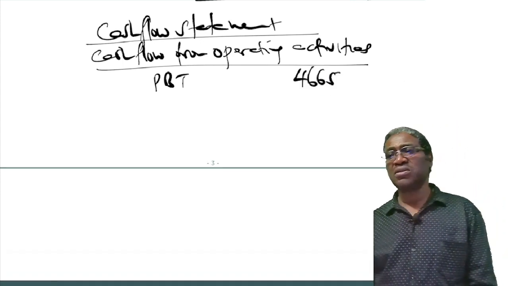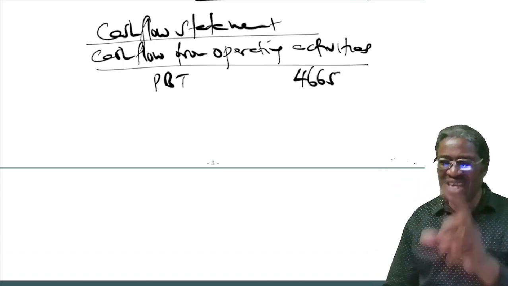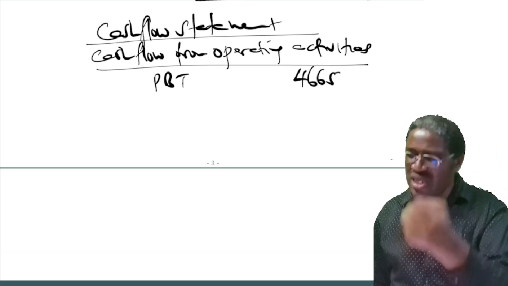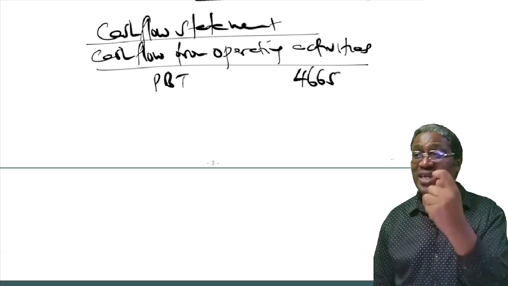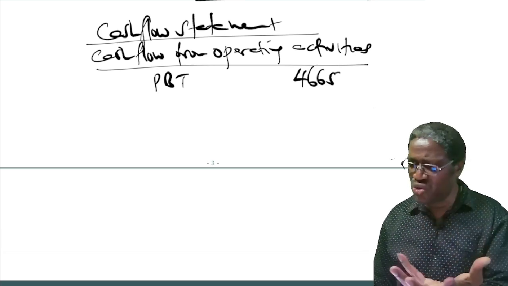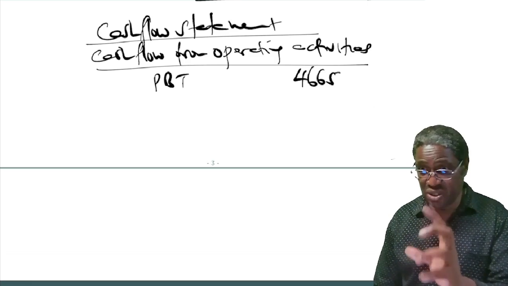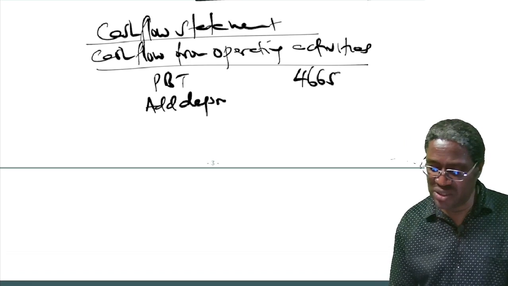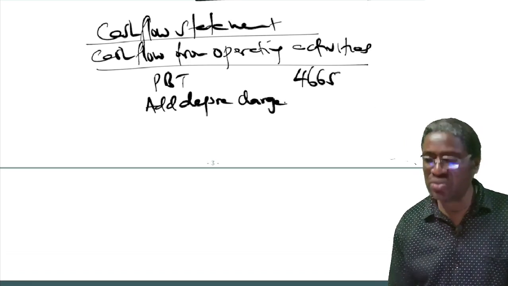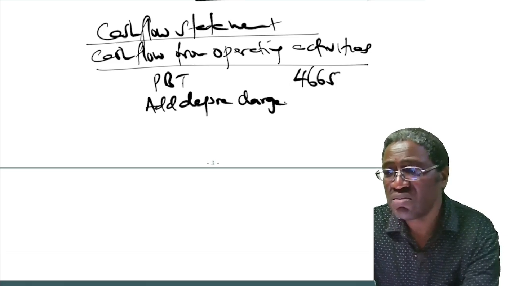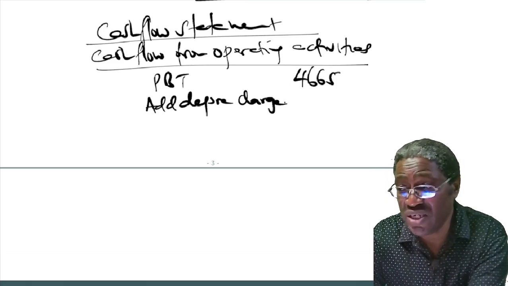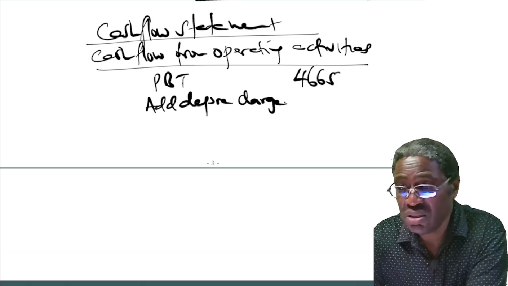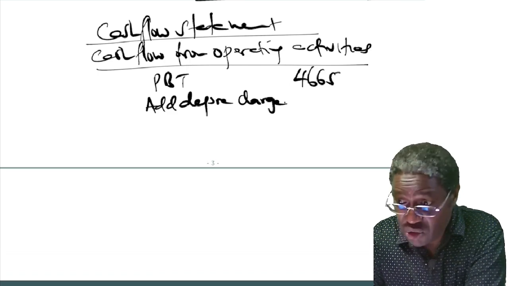Then I said we normally adjust it with any non-cash item. Anything, listen, anything that went to the P&L account, yet it's a non-cash item. I've already told you one of them is depreciation. You add depreciation. Why do we add it? Because you debited the P&L account with a depreciation charge for the year, yet you paid nothing concerning the depreciation charge.